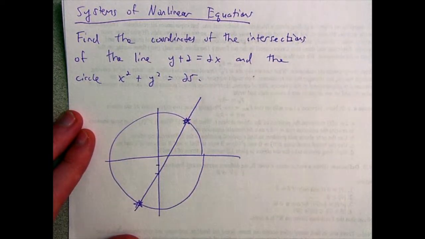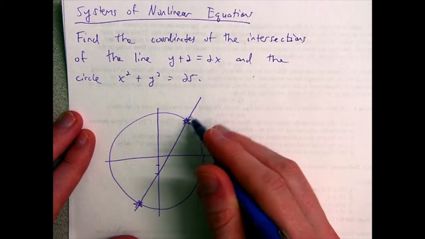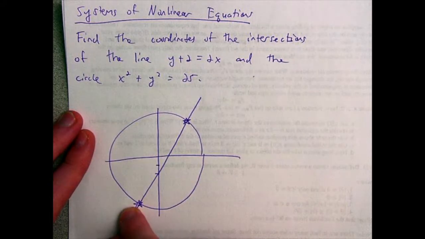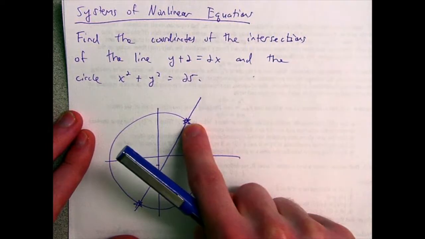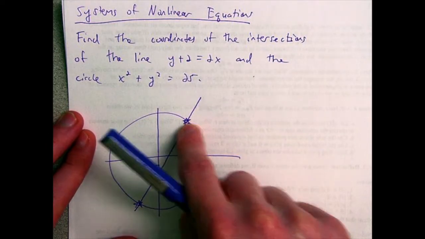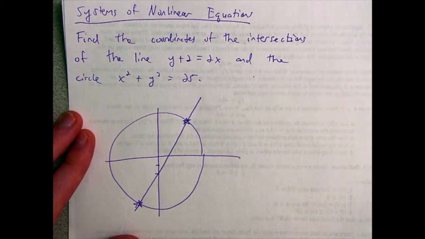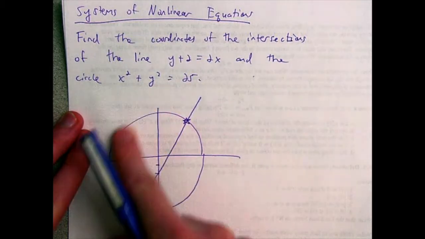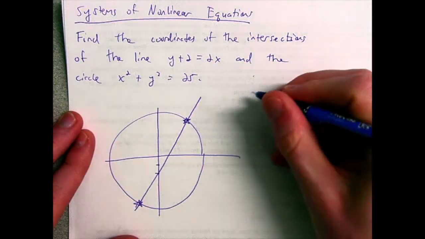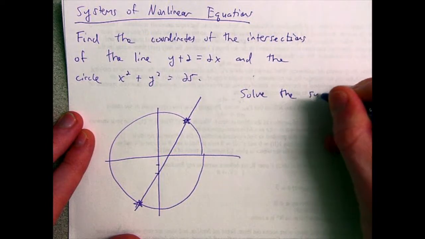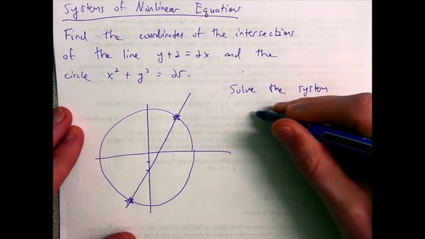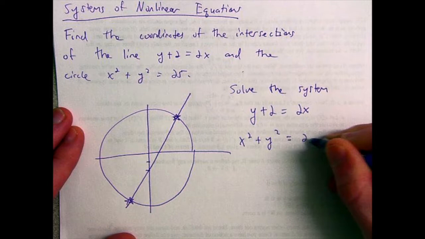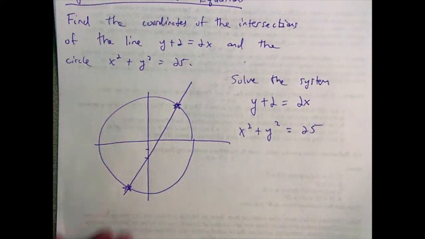Okay? Now, the thing to notice is that the intersection points are on the line, and they're also on the circle. Because the intersection point is on the line, that means it satisfies that equation. And because it's also on the circle, that point also satisfies this equation. Therefore, the intersection points are exactly the points which satisfy both equations. So to find the intersection points, what we have to do is solve the system of equations given by y plus 2 equals 2x and x squared plus y squared equals 25. All right? So that's the procedure.